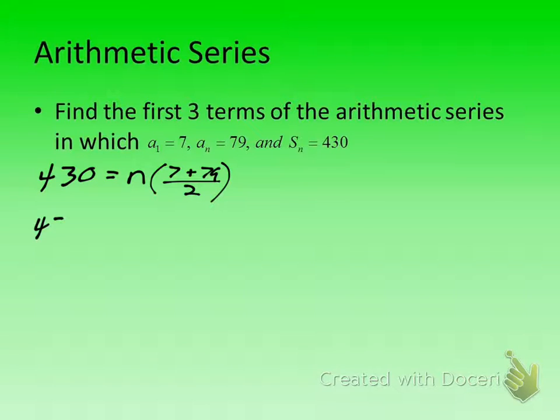So we get 430 equals 7 plus 79 divided by 2 times n, which ends up giving you 43n. So n equals 10. So now we know there are 10 terms between 7 and 79. We still don't know how far a jump it is from one term to the next, though. Everybody with it? But now that we know what n is, we know how many terms, we can turn around and take that into your first equation.